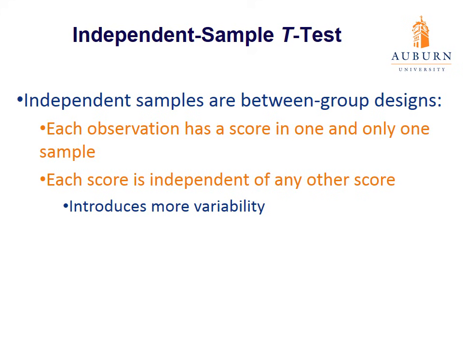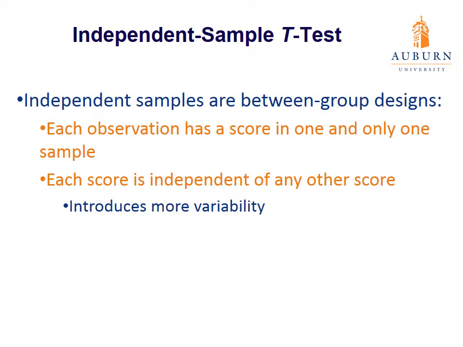Because each observation is independent of any other observation, this introduces variability into our data set. And so you remember from earlier lectures, we've talked about variability quite a bit, that if I increase variability, then I decrease the reliability, which in turn decreases the validity or the accuracy of my statistical test. And so whenever given the choice between a paired sample t-test and an independent sample t-test, we would always prefer to do a paired sample t-test.